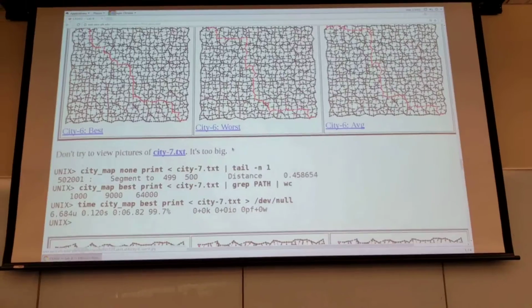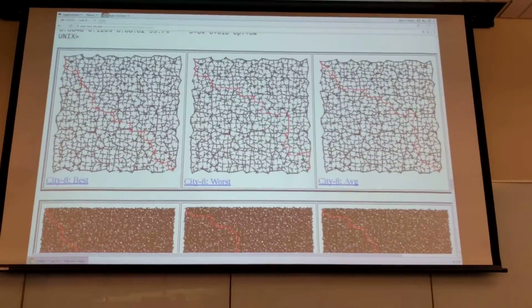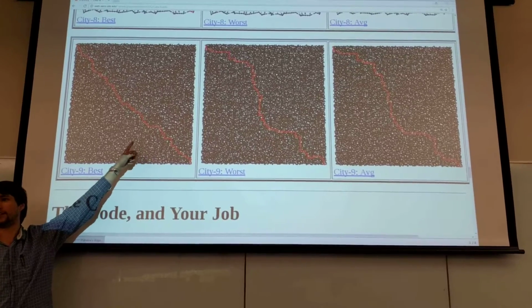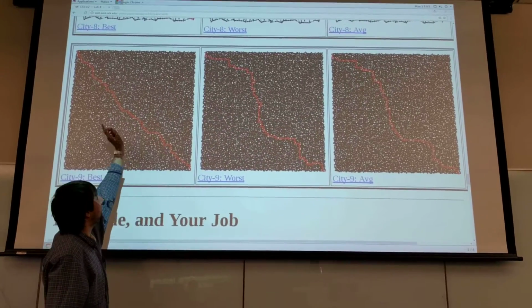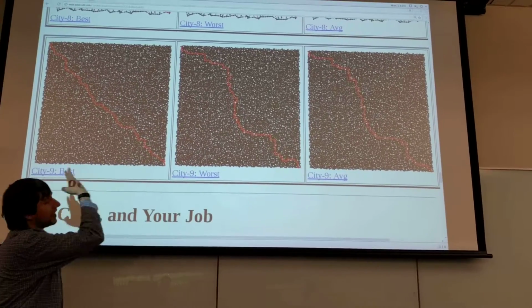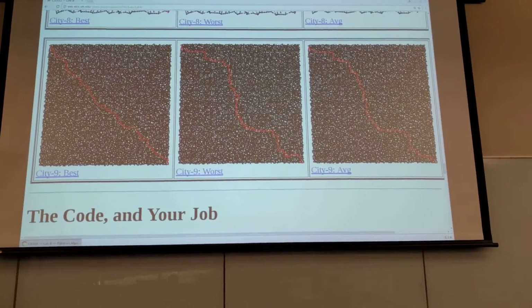7's too dense to show an image of. But 9 you can see, and it's a very dense city with lots of stoplights, and the program can still find the paths to it. And you can see how the best, worst, and average take slightly different paths through the city to get to the end.